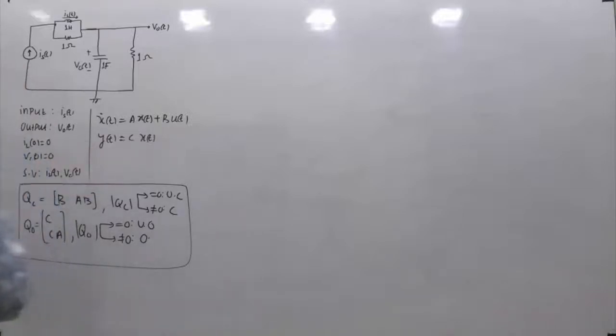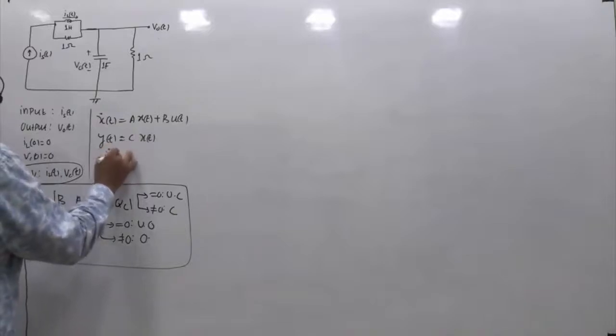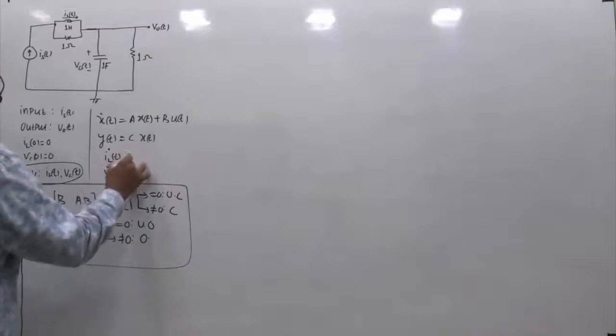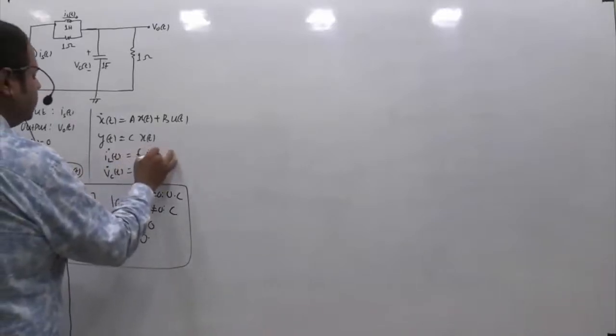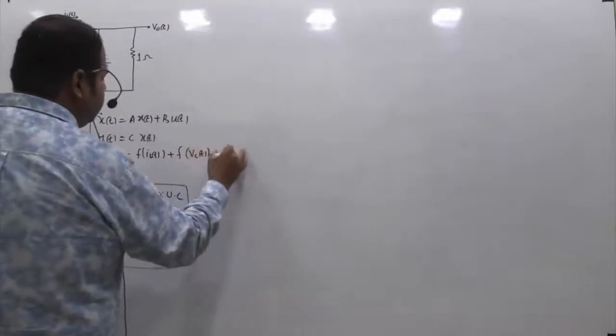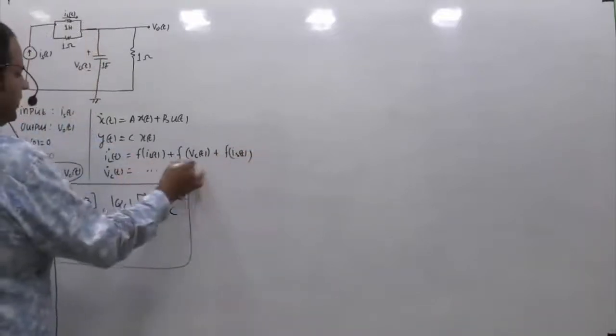Now in this case, the state variables are the inductor current IL(t) and capacitor voltage VC(t). So basically we are supposed to write the equations. How to represent IL dot(t), and how to represent VC dot(t)? That is what we will find now. We have to represent IL dot(t) as a function of IL(t) plus a function of VC(t) plus a function of the input IS(t). Similarly, VC dot(t) also you have to write this way.